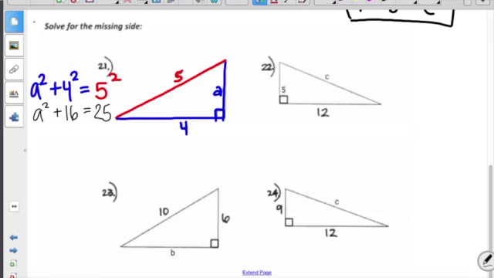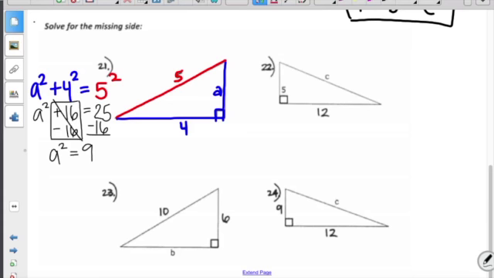When you're solving for a leg, you're going to need to do subtraction. So we're going to subtract to get rid of that, so we can isolate our A squared. So we get A squared is equal to 25 minus 16, which is 9.